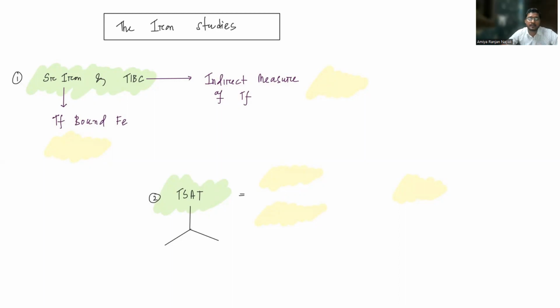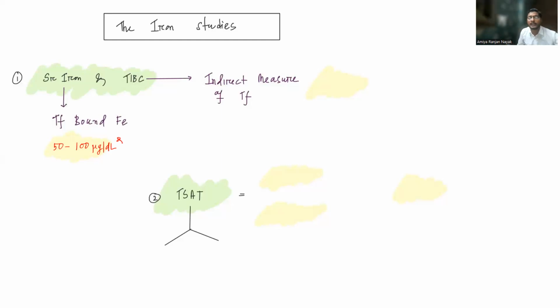So what do you mean by serum iron? In this investigation, we are actually measuring the transferrin bound iron. As we have discussed previously, iron circulates in the blood by binding to transferrin. So what is the amount of transferrin bound iron? The normal value is around 50 to 100 microgram per deciliter. Then we'll see what is TIBC.